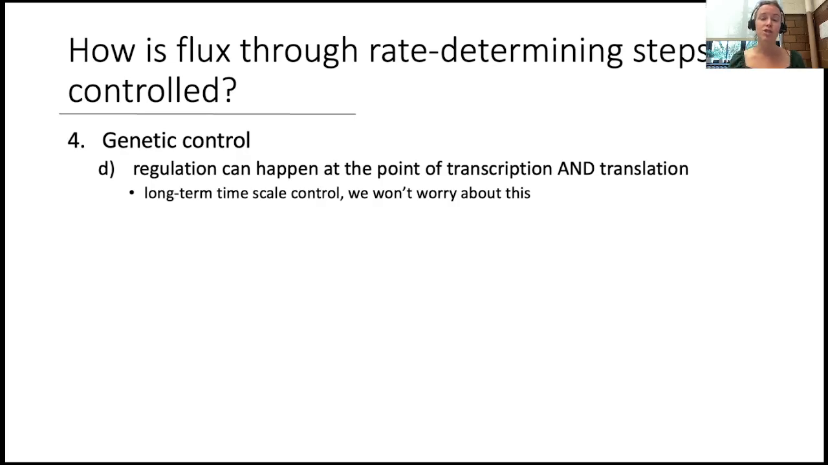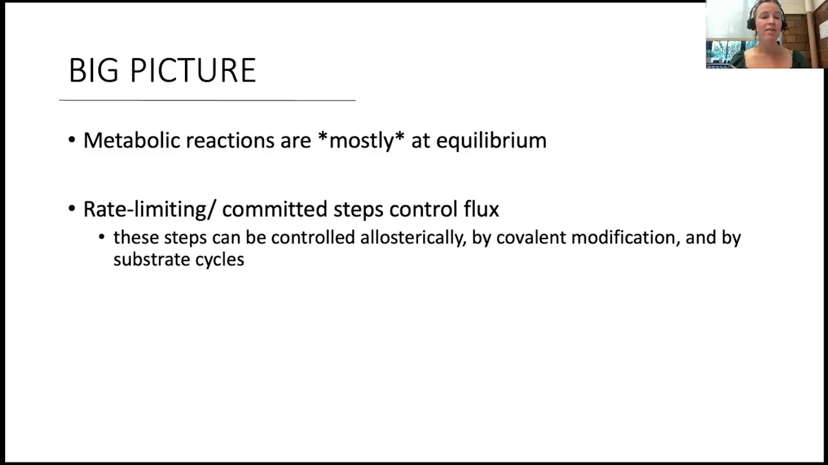Finally, this is outside the scope of this class, but you can modulate flux through a metabolic pathway by impacting transcription and translation, how much of the various enzymes are present. Should we make more of an enzyme or less of an enzyme, for example? But that is really a long time scale control. Think more like what you'd learn in a genetics course or a cell signaling course, or potentially even in biochem too. For this class today, we will not worry about it. And that is all, folks.